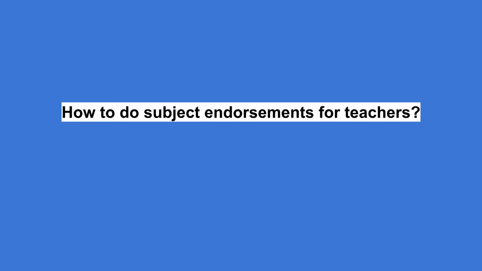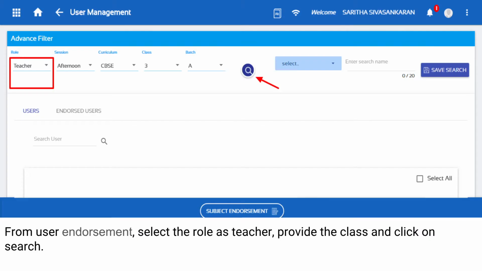Let's see how the subject endorsement for teachers is done. This is very much similar to the student endorsement process with some differences. For that, from the user management, select user endorsement. Instead of selecting the role as student, here the user who is going to do this process has to select the role as teacher. So the role has to be selected as teacher, select the class and click on the search button.